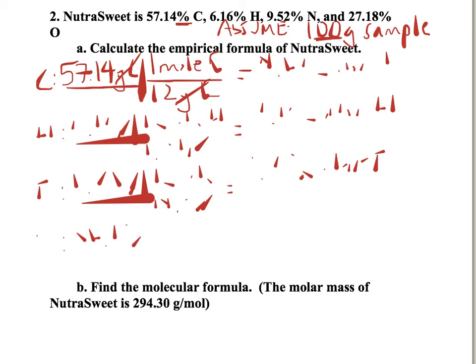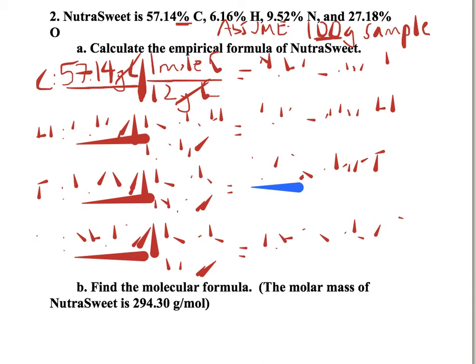27.18 grams. We'll convert that. 1 mole is 16 grams. This is going to give me 1.70 moles of oxygen. So now I do the same thing I did before. I divide every value by the fewest number of moles that I have. In this case, the smallest is 0.68. So I'm going to divide every value by 0.68.